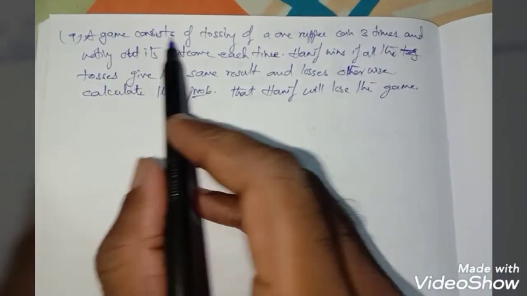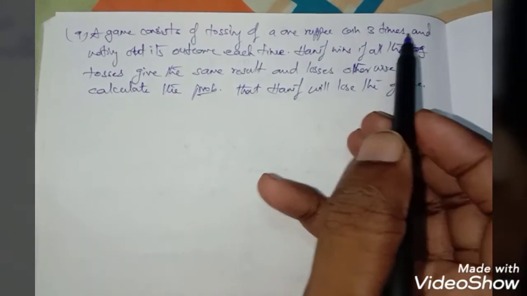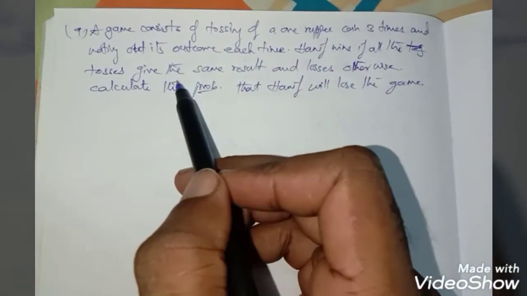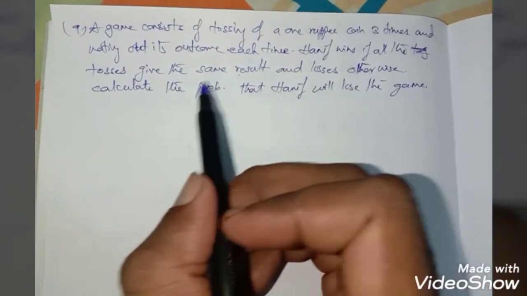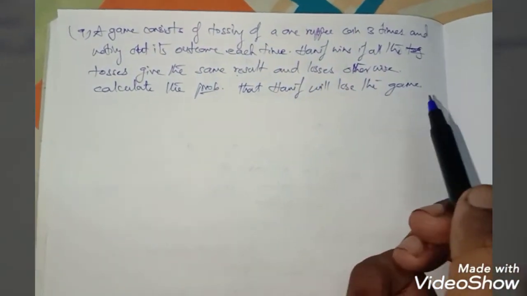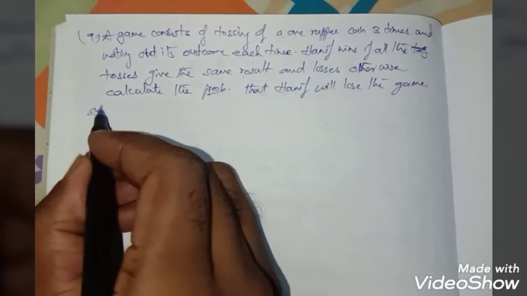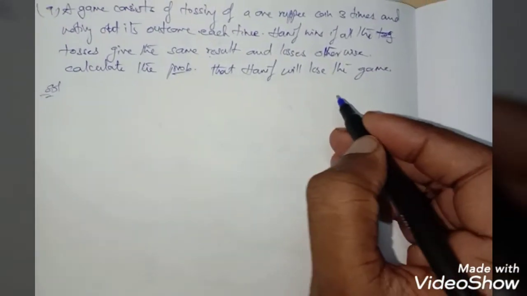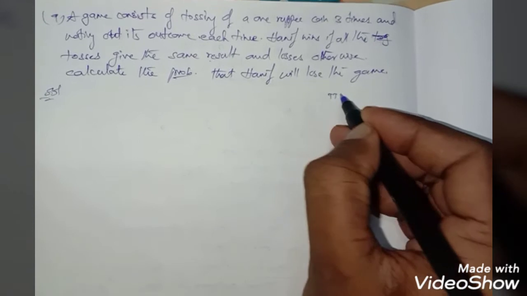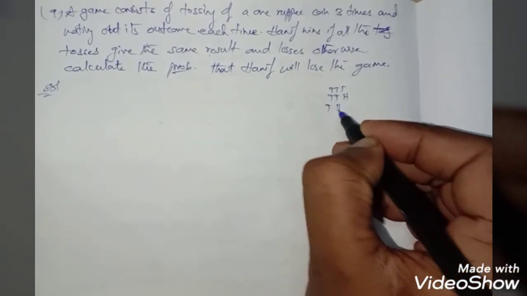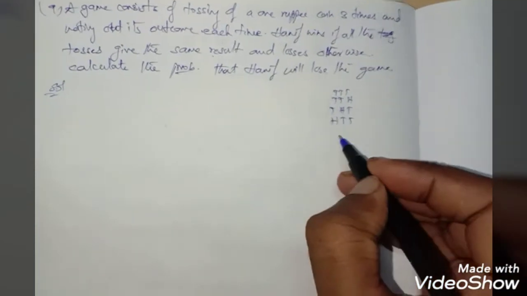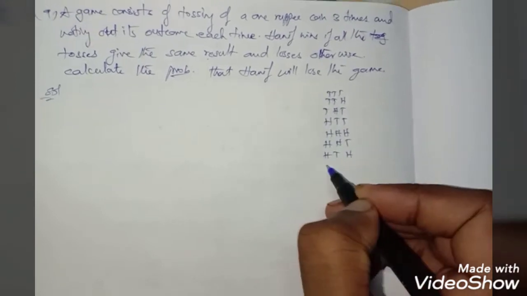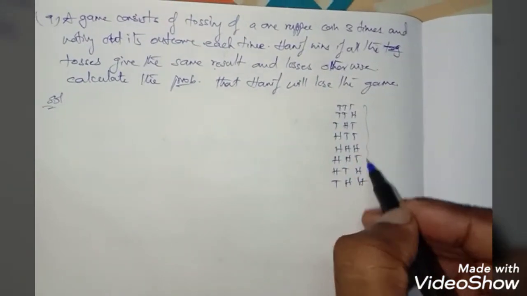Okay, so the next question is: a game consists of tossing a 1 rupee coin 3 times and noting its outcome each time. Hanif wins if all the tosses give the same result and loses otherwise. Calculate the probability that Hanif will lose the game. To lose the game, you have to find the total outcomes of the 3 coins. Now if I write roughly the outcomes of the coins, that is TTT, TTH, THT, HTT, HHH, HHT, HTH, THH.